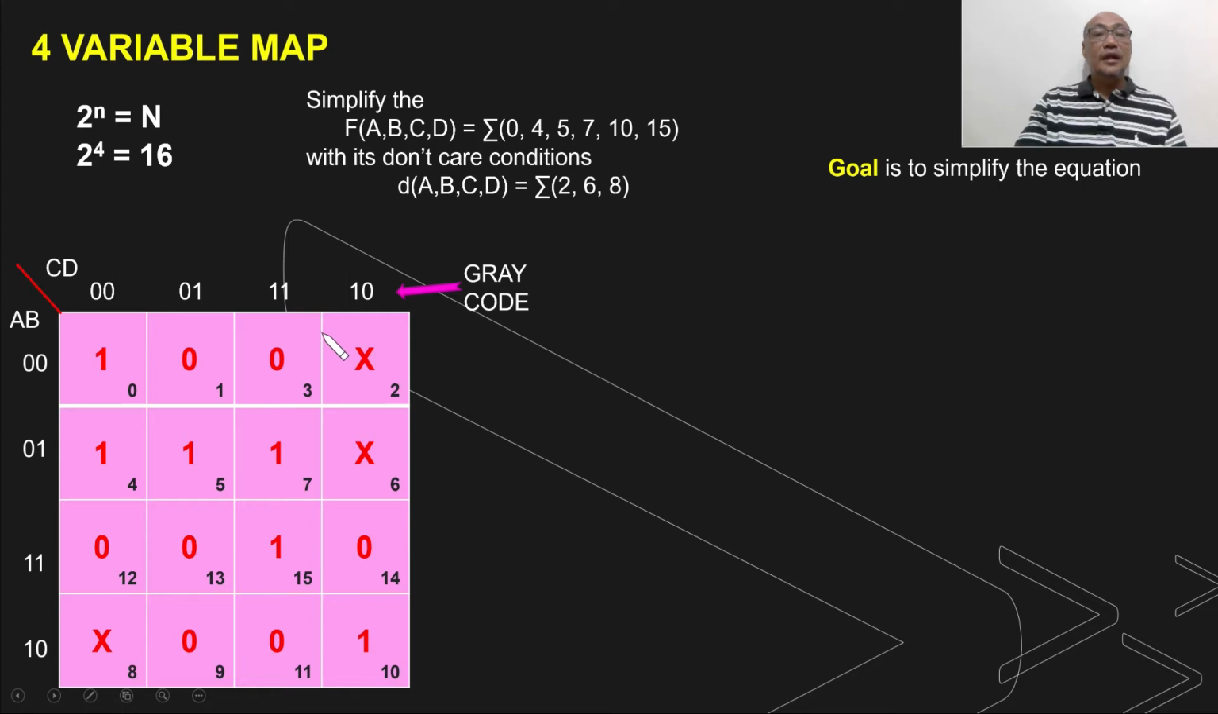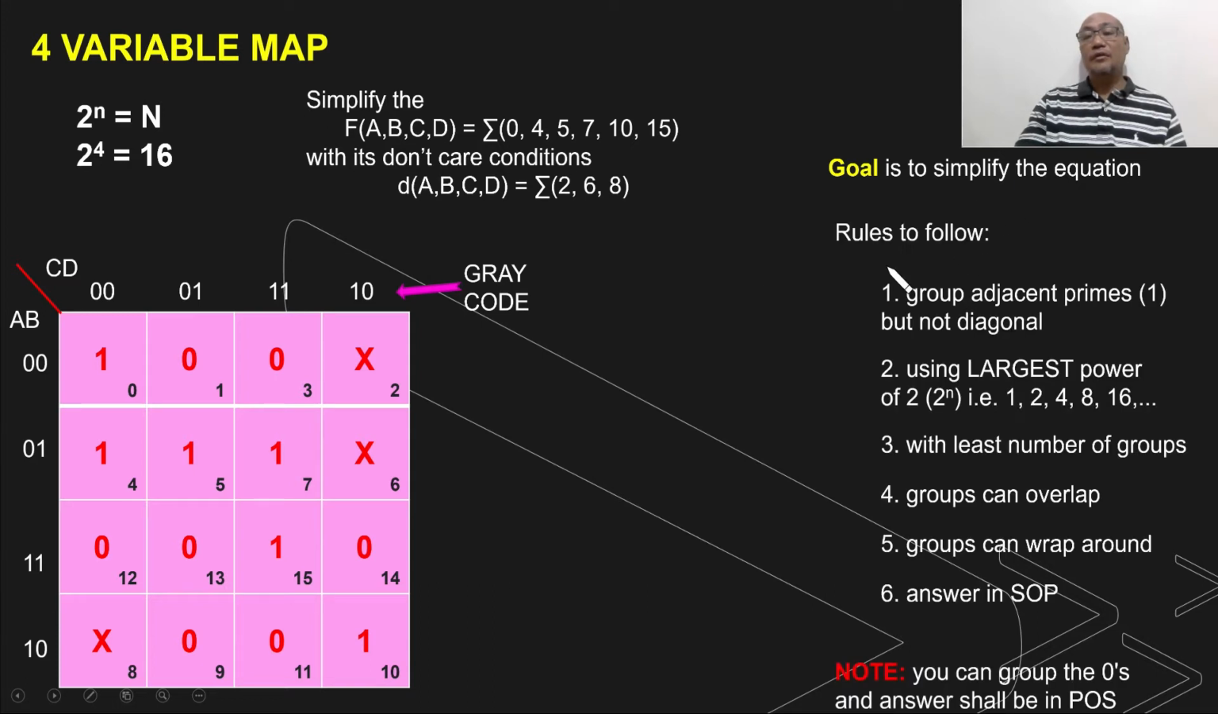In using our map, our goal is again to simplify the equation. In simplifying our equation, follow this general rule. Using these rules, what are those groups that we can have? Can we have this group? If we group these two together, that would be alright using 2 raised to n. However, we know that we can wrap them around. Why not use this don't care together with this? So that will be increasing the number of primes that we can have in a group. So let's try to do that.